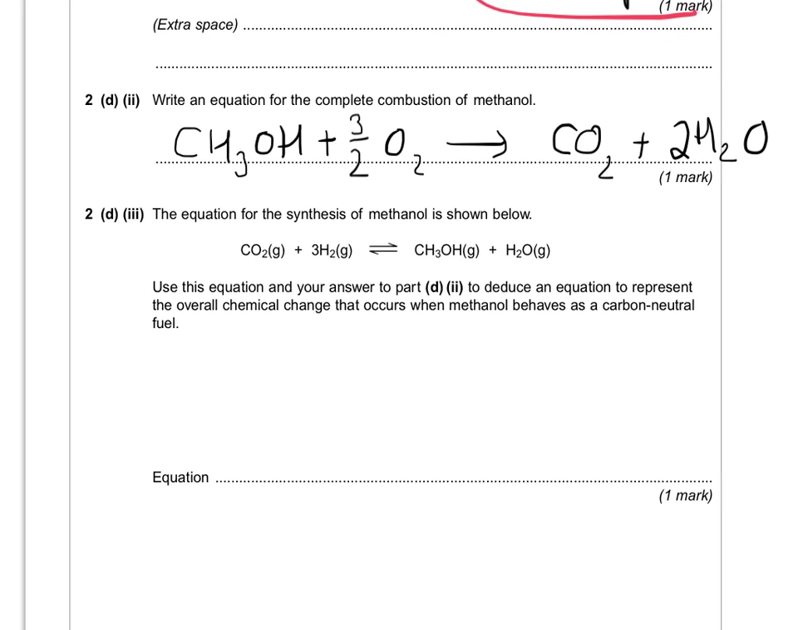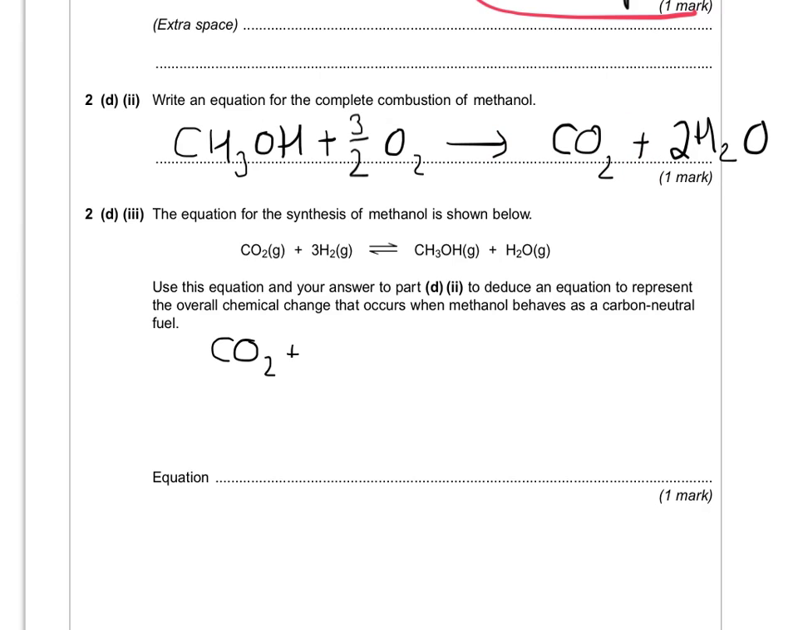Then it says the equation for the synthesis of methanol is shown below. Use this equation, your answer to part D2, to deduce an equation to represent the overall chemical change that occurs when methanol behaves as a carbon-neutral fuel. So all you need to do here is add these two equations together, because this is the process that you use to produce methanol, where you're using carbon dioxide, and this is the process where you're getting the energy back out of methanol, where you're making carbon dioxide. So you just add them together.